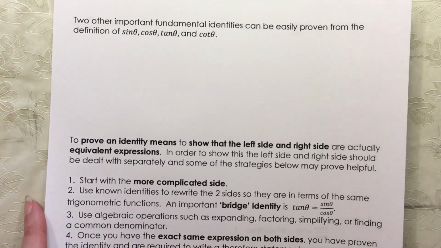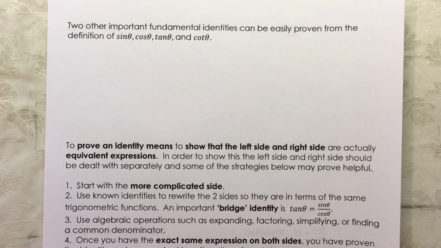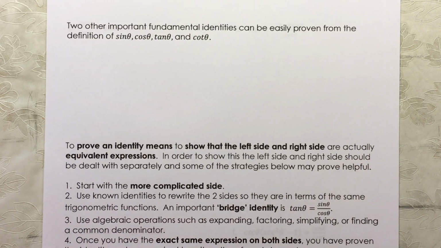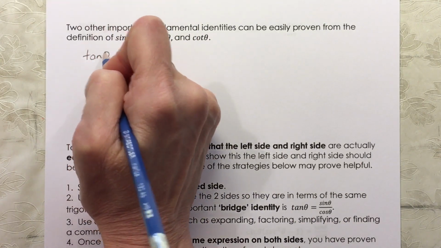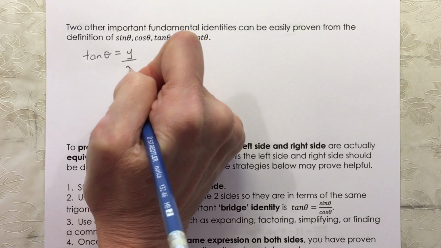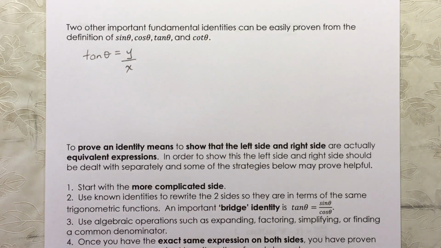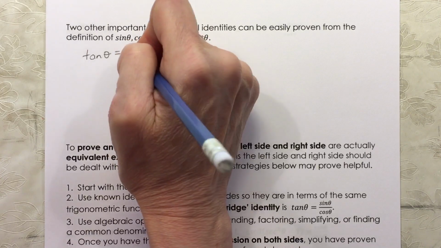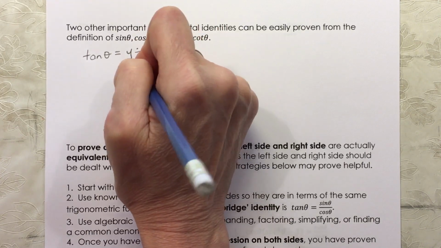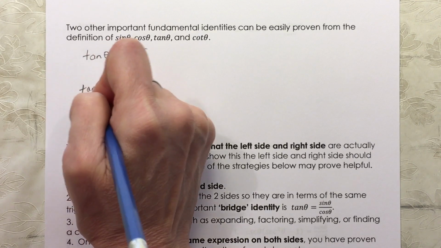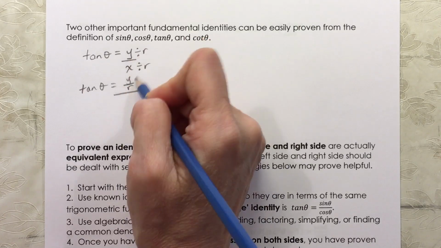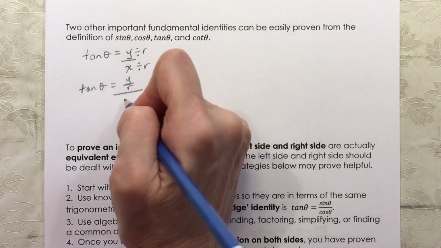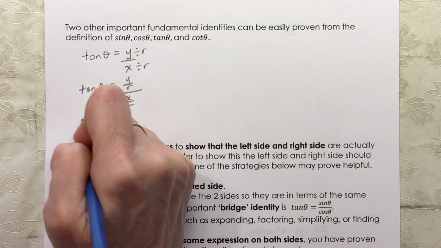So there are 2 other important fundamental identities that can be easily proven by the definition of sine theta, cos theta, and tan theta, as well as cotan theta. So we're going to start off saying that we know tan theta is y over x. And we know that if we divide top and bottom by the same thing, we haven't changed our fraction, so we're going to divide top and bottom by r, which means the top would look like y over r, and the bottom can be written as x over r.